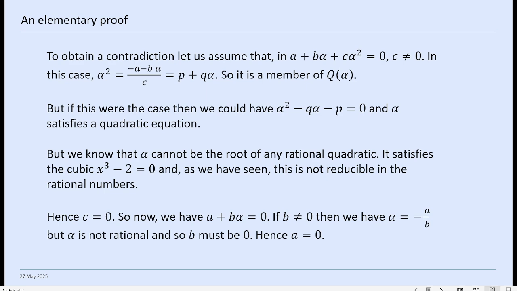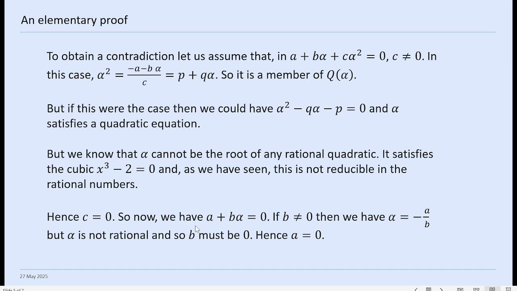But we also, as I said, have this elementary proof. So to obtain a contradiction, let's assume that in the equation that we have, c is not 0. So in this case, we subtract a from both sides, we subtract b alpha from both sides, we divide by c, and we get alpha squared equals minus a minus b alpha over c, which we're going to write as p plus q alpha. And we can rearrange this as alpha squared minus q alpha minus p equals 0. But then alpha satisfies a quadratic equation. Now this cannot be the case because we know that alpha satisfies the cubic, x cubed minus 2 equals 0. And so therefore it can't satisfy a quadratic because this cubic was irreducible. And so that means that c must be 0 because saying that c is not 0 creates a contradiction.